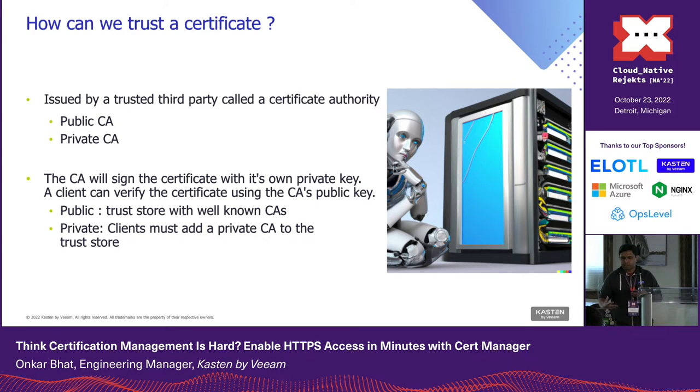Now, the CA signs a certificate with its private key, and the client verifies it using the CA's public key. That's how the verification process happens. With public CAs, if you have a container or a machine talking to that endpoint, it's going to have a trust store loaded with all the well-known CAs available in the world, so it can verify connections. But if you're using a private certificate signed by a private CA, you have to load that private CA certificate in your trust store. That's a key difference between public and private CAs.